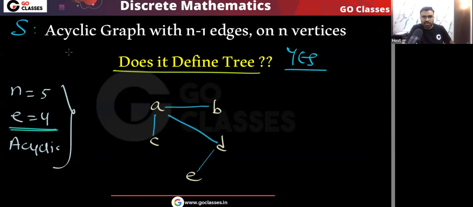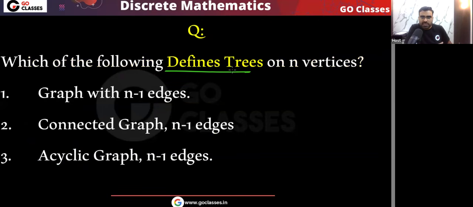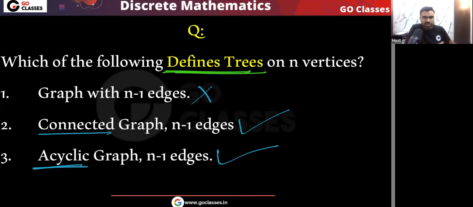This is another definition of tree. Acyclic graph with n minus 1 edges. So tell me the answer. Which of the following defines a tree on n vertices? The answer will be graph with n minus 1 edges? The answer is no. Connected graph with n minus 1 edges? Yes. Acyclic graph with n minus 1 edges? Yes. Okay, is this clear?